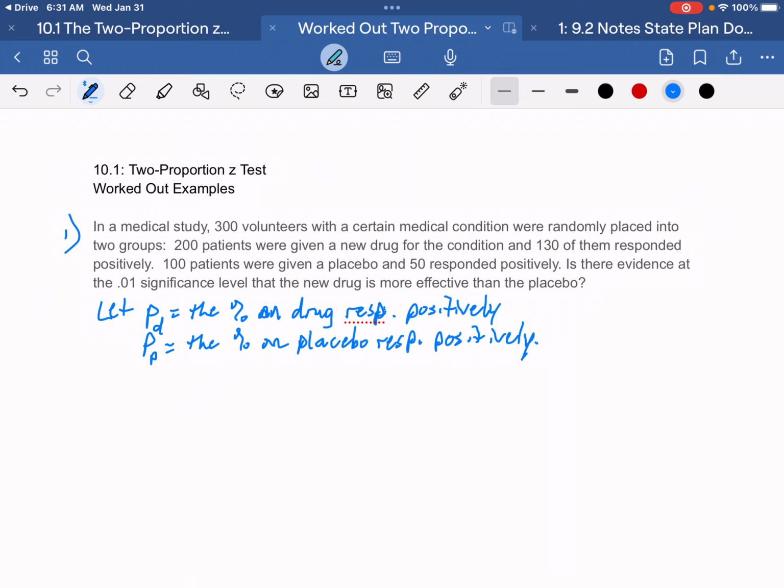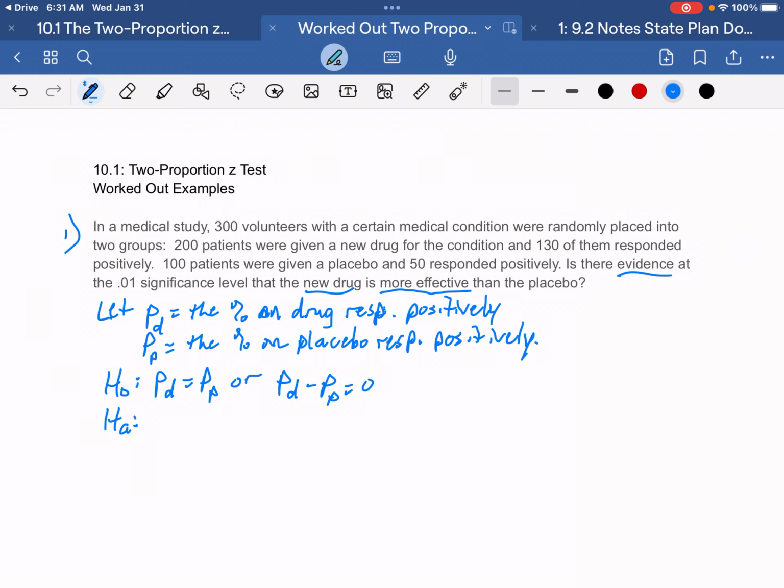Okay? And then the null hypothesis is the percentage on the drug is equal to the percentage on the placebo. Or you'll probably see me when I get back tomorrow saying PD minus PP equals 0, which is just another way of saying they're equal, but I like to have a number in my hypotheses. The alternative hypothesis is, so it says, is there evidence that the new drug is more effective?